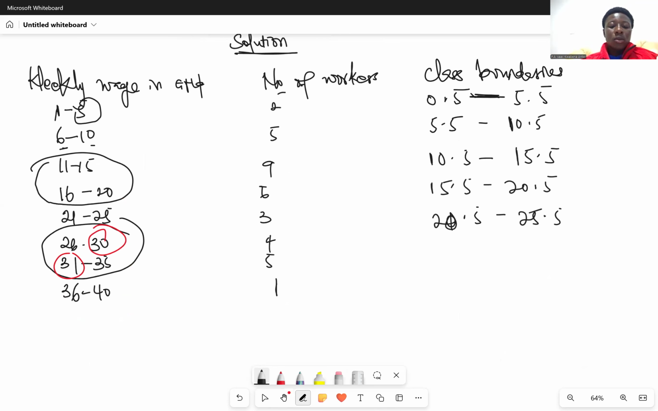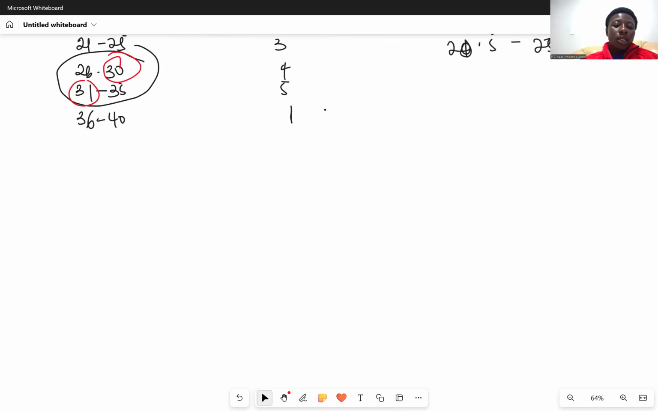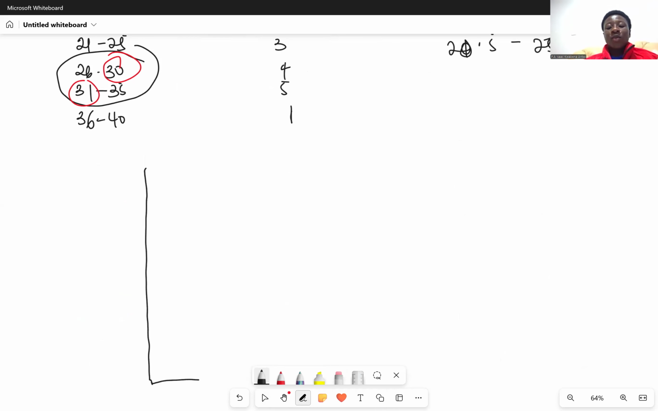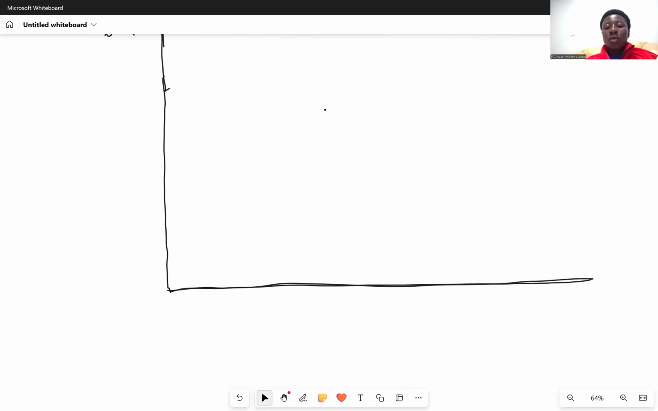So let me start the histogram. What you do is you use the class boundaries. I just find it much more appealing than using the midpoint. But yeah, so you draw this. With this one you may not necessarily have to break the diagram. Most cases we don't break it. So this one will be the x-axis, then this one will be the y-axis.